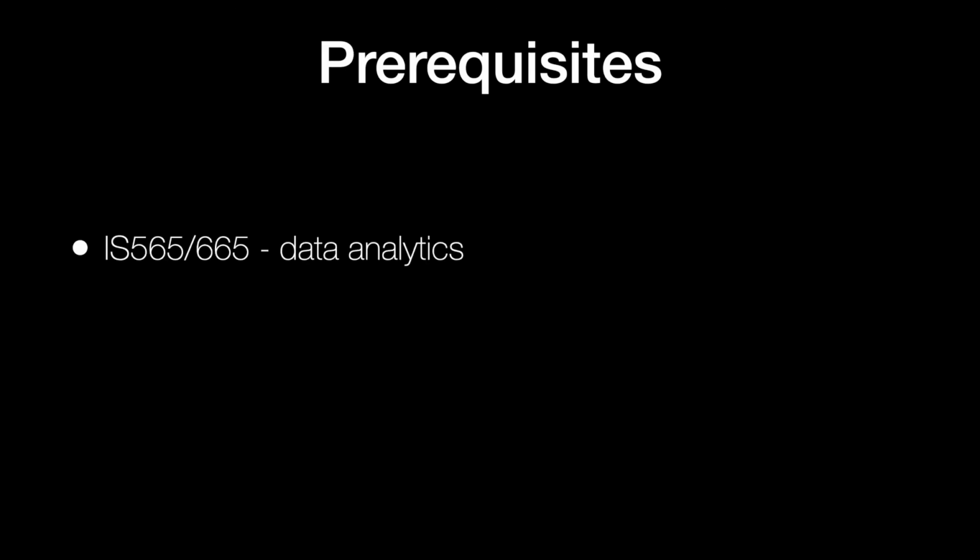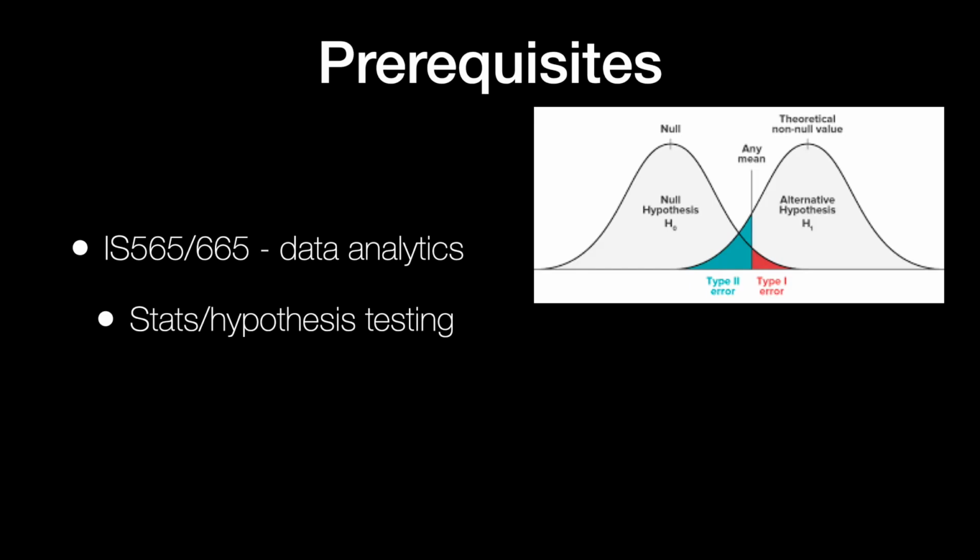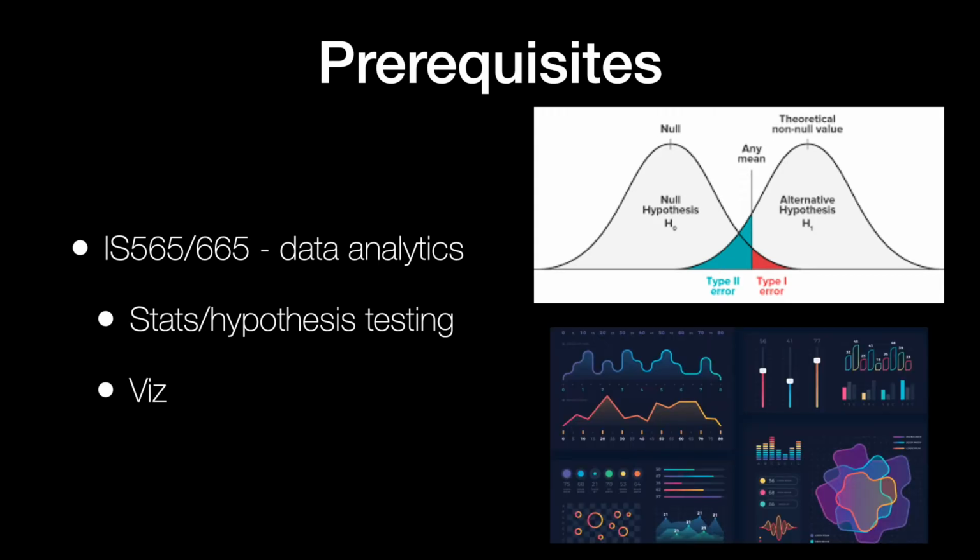The last prereq in terms of classes is 565 or 665. It's a data analytics course. In particular, it's meant to help you or make sure that you have some background in statistics for things like hypothesis testing. So you can make claims or back up claims you make about data that you've collected to show that really, this type of data is sufficiently or significantly different from this other type of data if you're doing some sort of analysis like that.